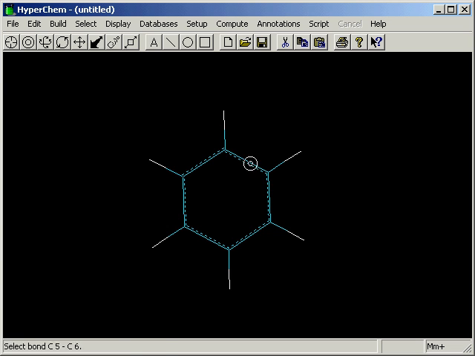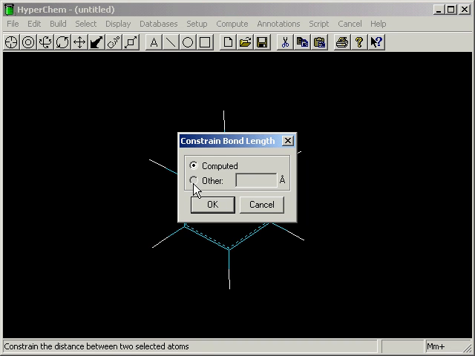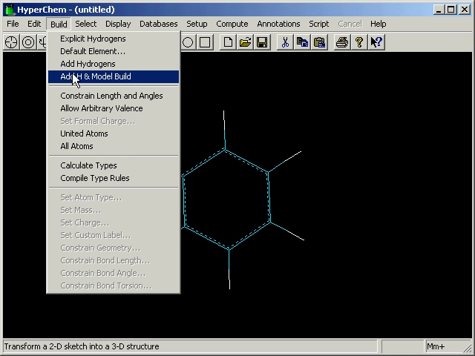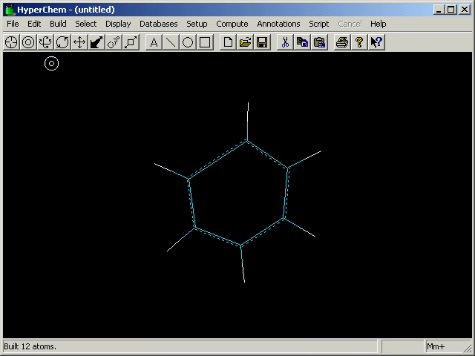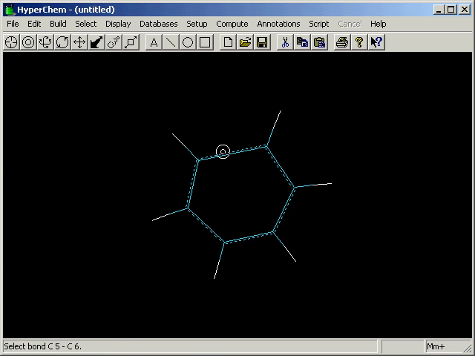So if we take this bond and, instead of editing it, we constrain that bond length to be, instead of 1.4, say 2, we can do so. What we do is then rebuild the model, and that gives us a structure where this bond length here is built to 2 angstroms. It's constrained to 2 angstroms, and the rest of the ring is built with that constraint.